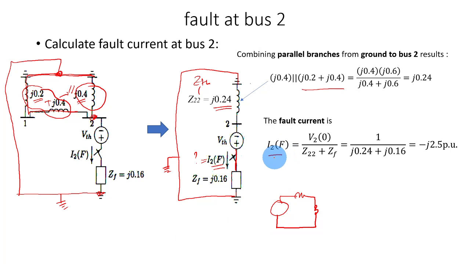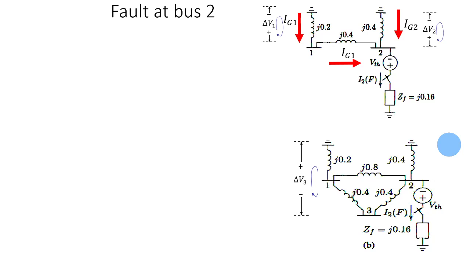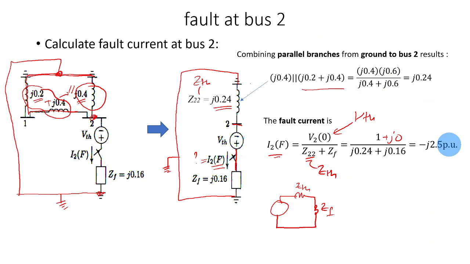So the current is just the voltage divided by the total impedance. The total impedance is basically the Z Thevenin and the Z fault. Z22 here is basically Z Thevenin. V2 here is the voltage at bus number 2, which is the same as the Thevenin voltage here, right? So V20 here is basically the V Thevenin. It's 1 at the angle of 0, or 1 plus J0, the same thing, divided by the total impedance. And you get the fault current as minus J2.5 per unit. Now you are done with the first part, which is to find the fault current.